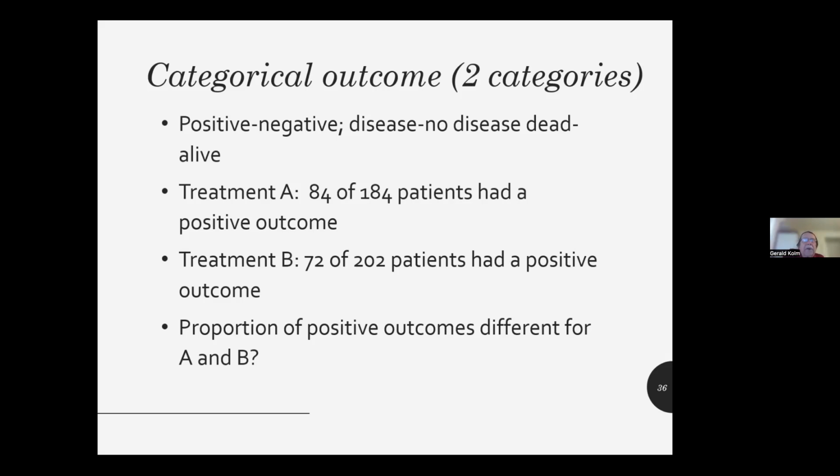Whether a test is positive or negative, whether we have disease or no disease, survival, dead or alive. An example here is, say, two treatments, A and B. In treatment A, 84 out of 184 patients had a positive outcome, and in treatment B, 72 of 202 patients had a positive outcome. The research question we're asking is whether the proportion of positive outcomes is different for A and B.